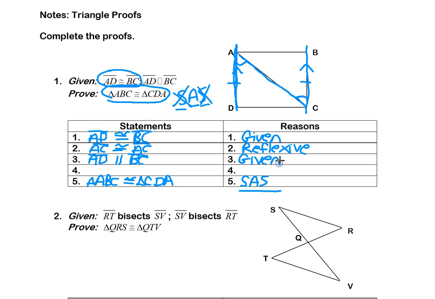That is given. They told us they were parallel so that we could figure something out. And that something we figured out was that if we had parallel lines, this created alternate interior angles. So let's write for our fourth step that this angle is congruent to this angle. This one we could call angle DAC, and that is congruent to angle BCA. And our reason is that they are alternate interior angles.